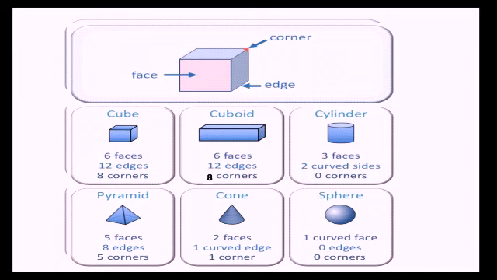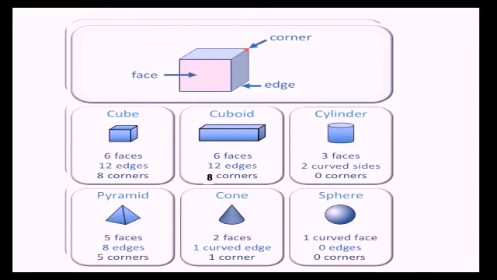Now what is a face? Face means the surface which we can touch. When we hold an object, we can see there is a surface. A surface can be of two types, curved surface or plane surface, means flat face or curved face.